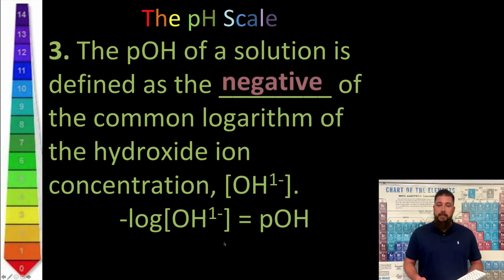Now the pOH is the same exact thing. It's the negative log of the hydroxide ion concentration. So whenever we're dealing with hydroxide ion concentration, we can calculate the pOH by taking the negative log of the hydroxide ion concentration.